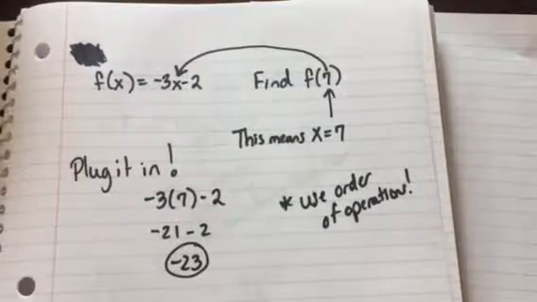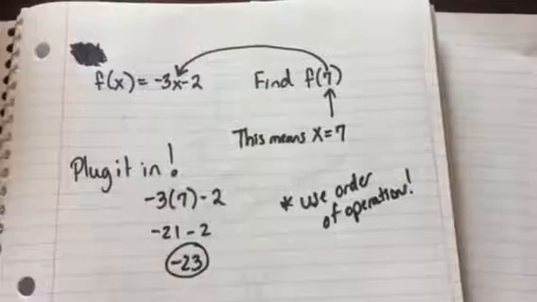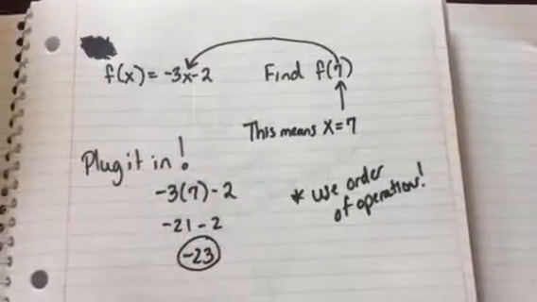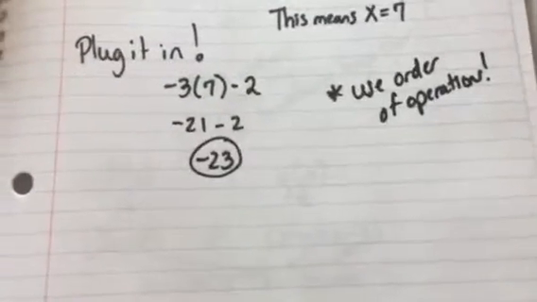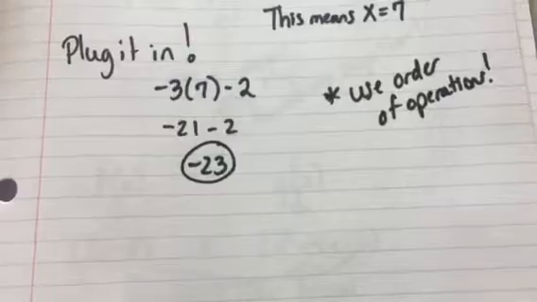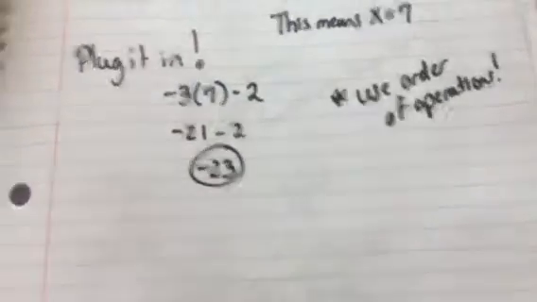As you'll see in this example, we're just replacing the x with the 7, and then we're just going to use the order of operations. So negative 3 times 7 is negative 21. Subtract the 2, you get negative 23, and then that's it.